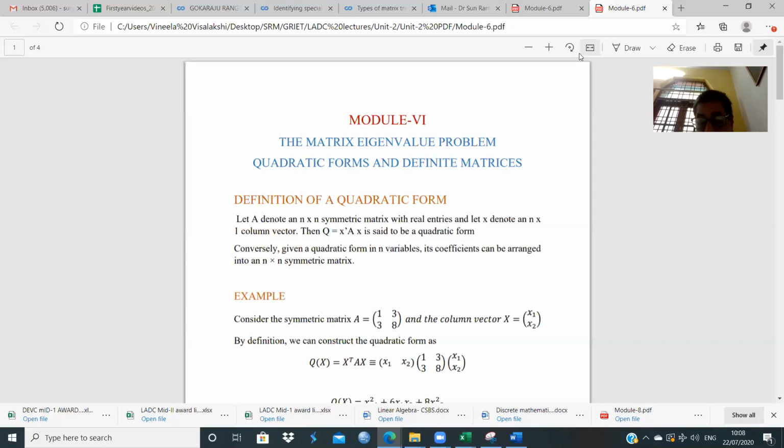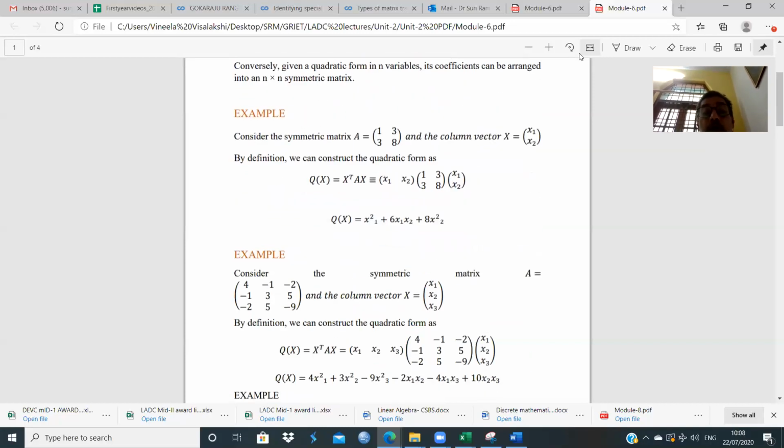So let's look at two examples. We start with a symmetric matrix A equal to 1, 3, 3, 8, and we take a two-dimensional column vector x1, x2. So let us find Q of x is equal to X transpose A X. That is the row vector x1, x2 multiplied by 1, 3, 3, 8 multiplied with the column vector x1, x2. When you multiply these three, you get x1 squared plus 6x1x2 plus 8x2 squared.